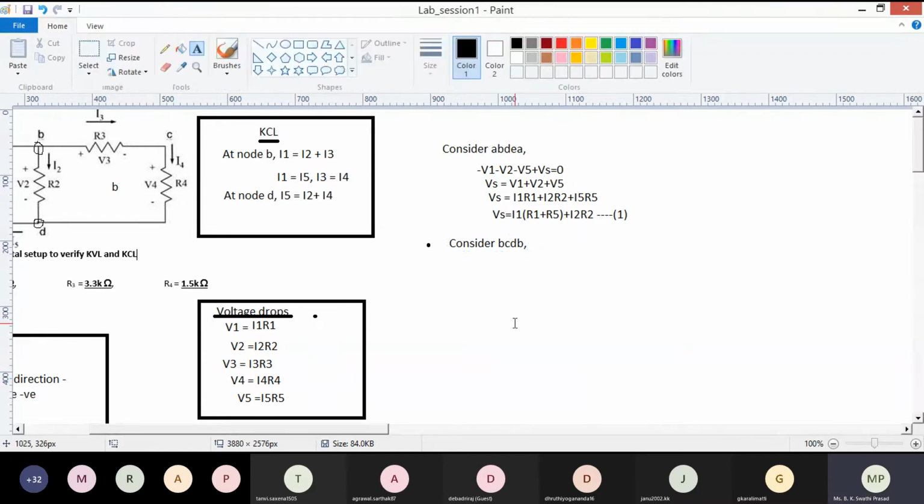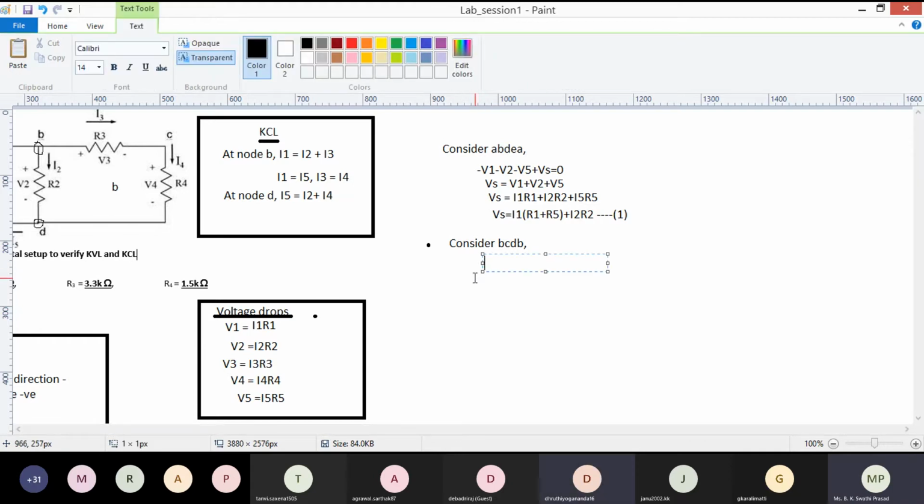Okay. Now, someone else should tell me how do you get the voltage? Dhruti is there? Yes, ma'am. So, can you apply the KVL? Yes, ma'am. BCDB: minus V3, then minus V4, plus V2 is equal to 0.